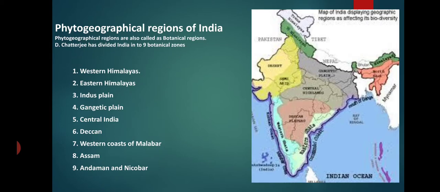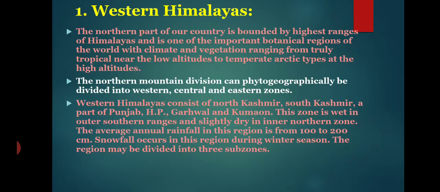Okay, this map describes these 9 separate phytogeographical areas, and one by one we can see what the Western Himalayas are, the specialities and types of plants present in that area, and why we are again classifying this area into subzones. The northern part of our country is bounded by the highest ranges of Himalayas and is one of the most important botanical regions of the world, with climate and vegetation ranging from true tropical conditions at low altitudes to temperate and arctic types at high altitudes. And in that area we can see these differences.